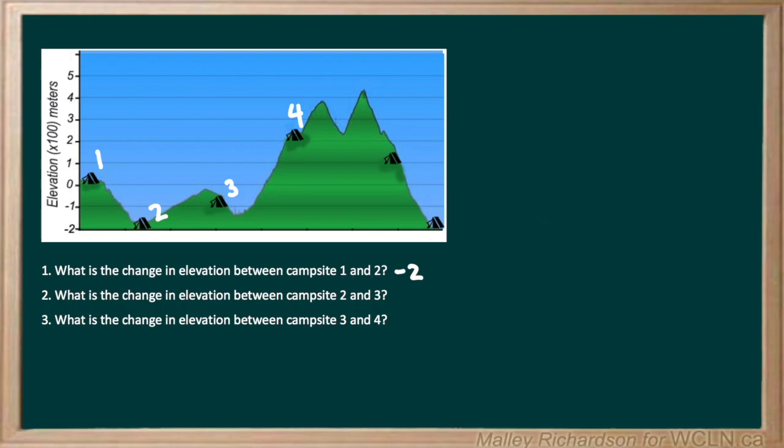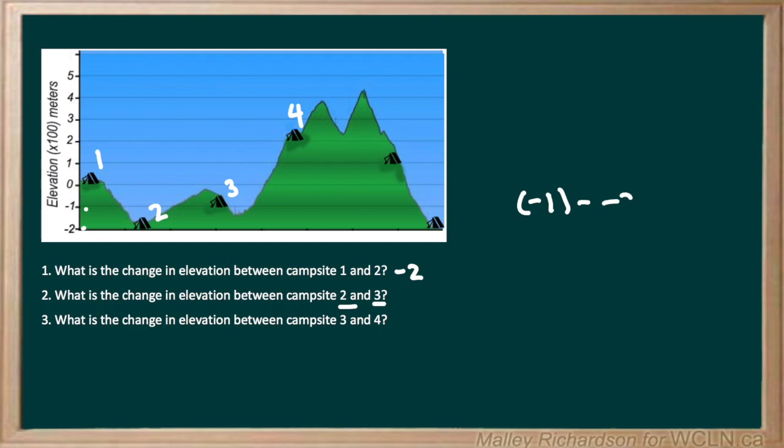Next problem asks for what is the change in elevation between campsite 2 and 3. So again, we have to find the elevation at campsite 3 and the elevation at campsite 2 and subtract them from each other. The elevation at campsite 3, as we can see from our graph, is at -1. So we write -1 minus the elevation at campsite 2, which we knew from the previous problem to be -2.